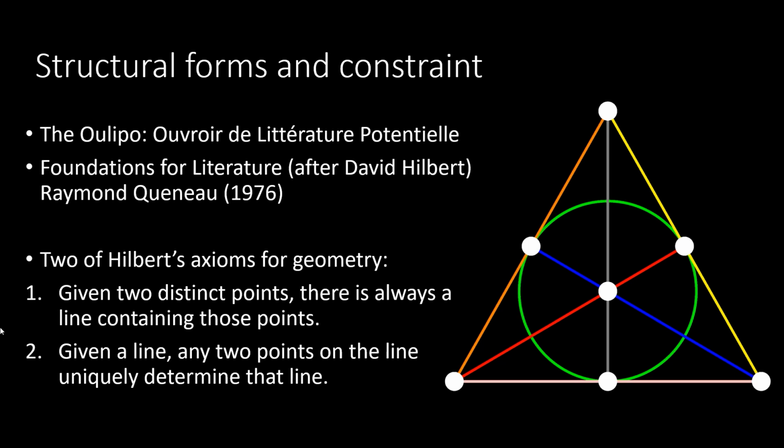Now, this is certainly true in Euclidean geometry. If you have two points, you just can join them with a line and that defines a line. And those two points only lie on that one straight line. It's also true on the non-Euclidean geometry of the sphere. But we have to slightly change what we mean by the words point and line.